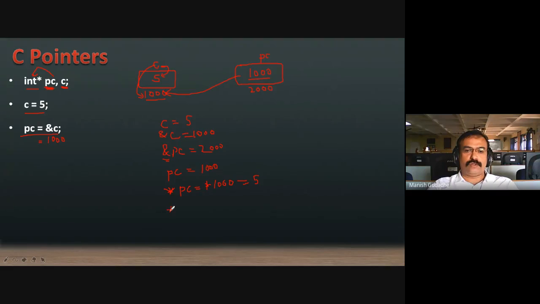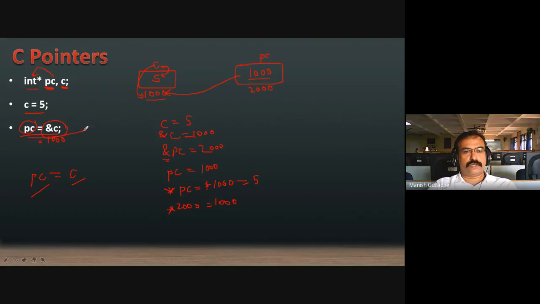What is value at 2000? Value at 2000 is 1000. Right? So this is the way the address of and value at symbols work. And here what we are doing, we are assigning, as PC is a special type of variable, it can hold only addresses. I am directly assigning an address to it. This is not possible. PC is equal to C is not possible because C is an integer variable, PC is a pointer variable. This is not possible. Do you understand?